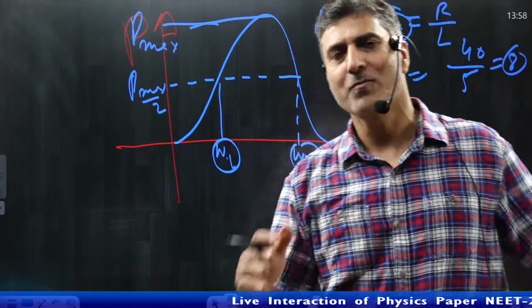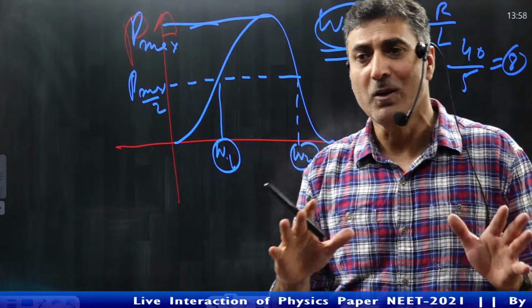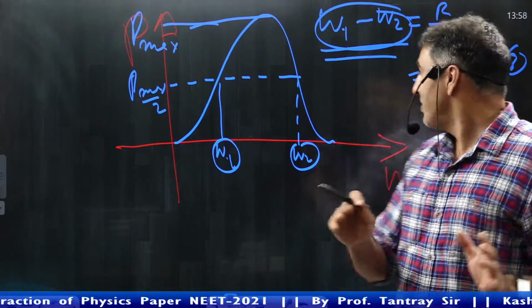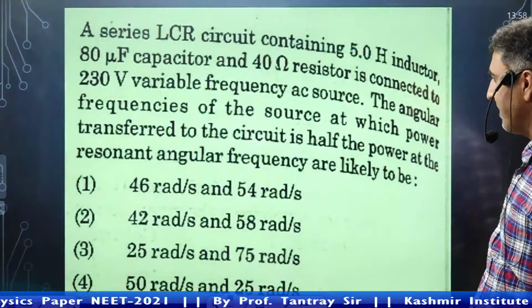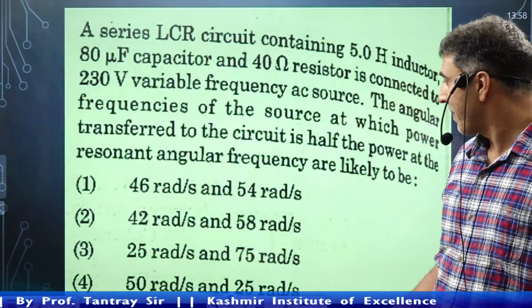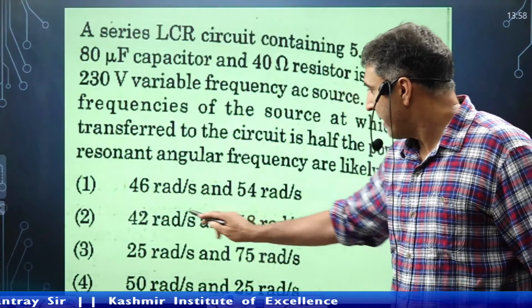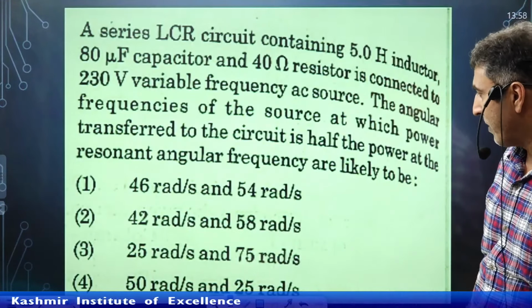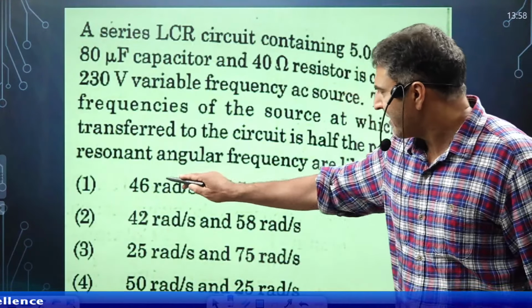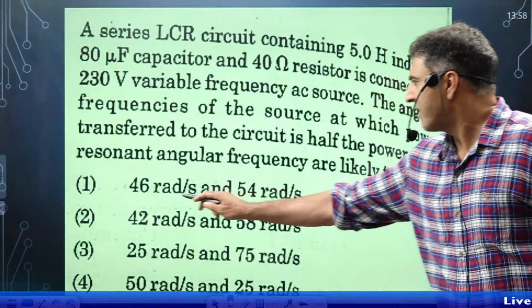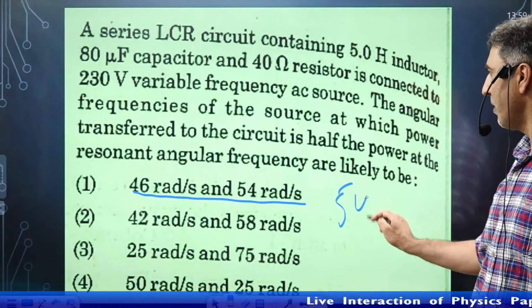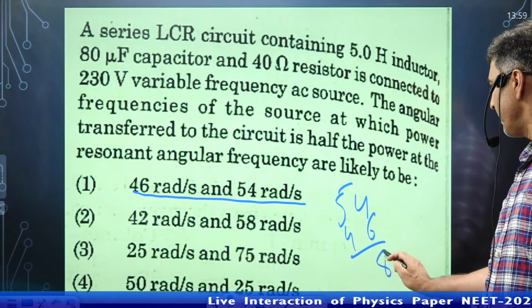This is the procedure through which we can solve this problem in a minute, otherwise it's not possible. So the difference of the two frequencies, which also defines the bandwidth, is just 8. Now let me go to the question and see. 54 minus 46 is not 8. 58 minus 42, that we have to see. 75 minus 25, that we have to see. Wherever the difference is 8, we'll get the answer. Let me see first, is it 8? I thought it was not 8, but maybe it is. 54, 46, it is 8. Yes, the first is the answer.